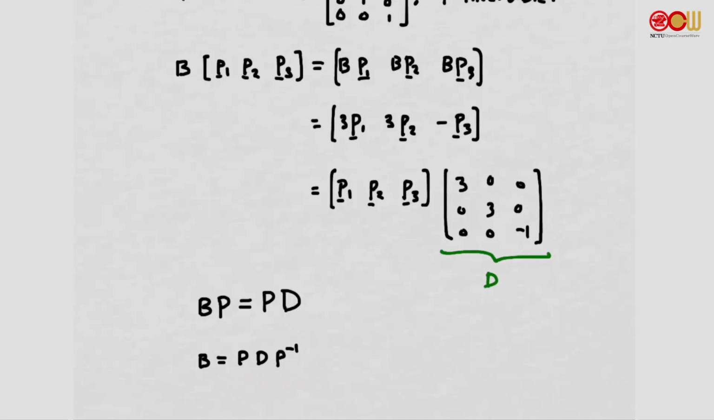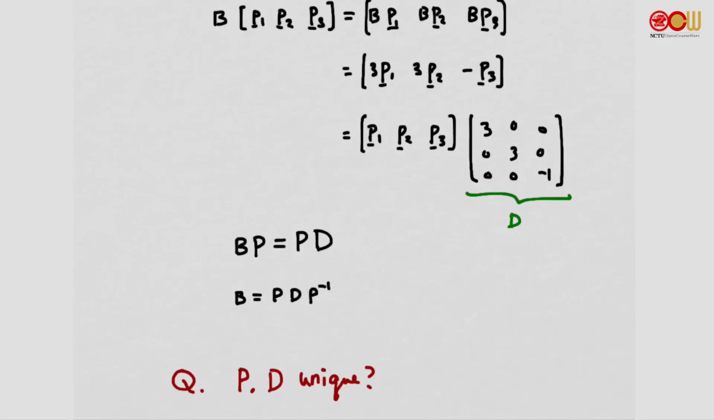P matrix and D matrix can be obtained like so. A question. We express B as PD P inverse. Are these matrices P and D unique? I will leave this question to you.